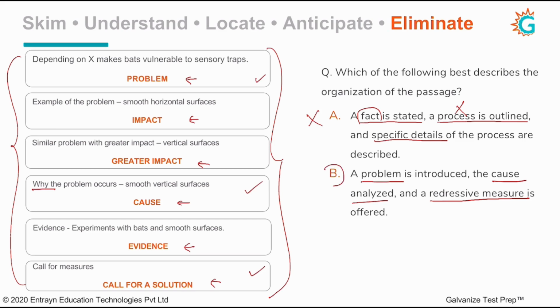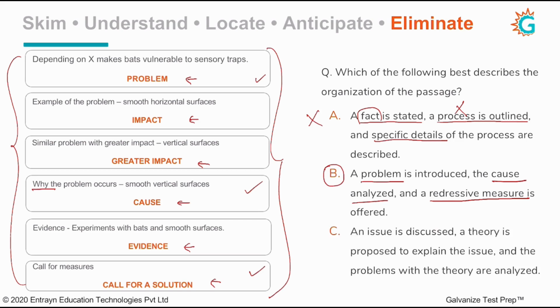So I'm very tempted to go with B, but let's still look at C and make sure that C is not the right answer. C says, an issue is discussed. That's correct. There is an issue in this passage that starts with, a theory is proposed to explain the issue. All right, so far so good. And the problems with the theory are analyzed.